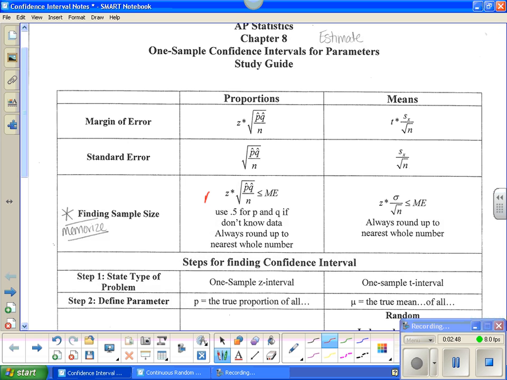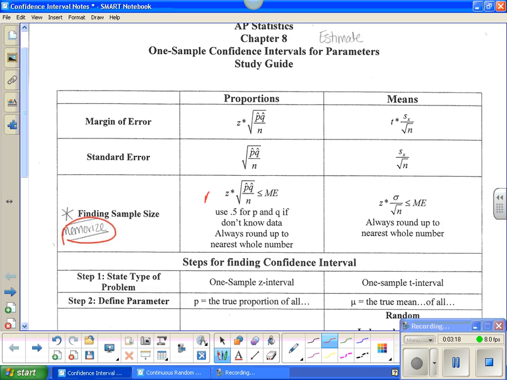Finding a sample size. You don't need to memorize this formula, but you need to memorize where it is on the formula sheet and which part you're going to use. So this is your margin of error. Sorry, on your formula sheet, it's your critical value times your standard deviation.